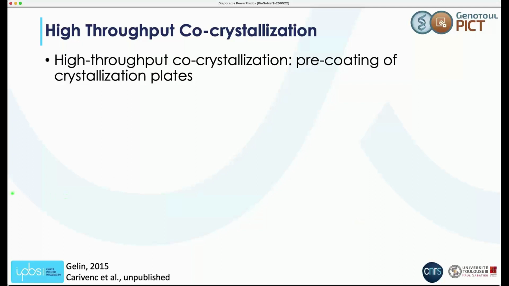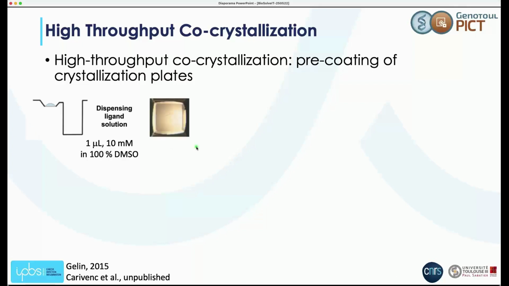So of course, this implies that you will have to determine several hundreds of crystallographic structures, and you have to carefully think about the way you will prepare the crystal of the complex. So we decided to use a method which is called the dry coating of plates. This means that you will dispense on the crystallization plate about 1 microliter of your fragment in the DMSO.